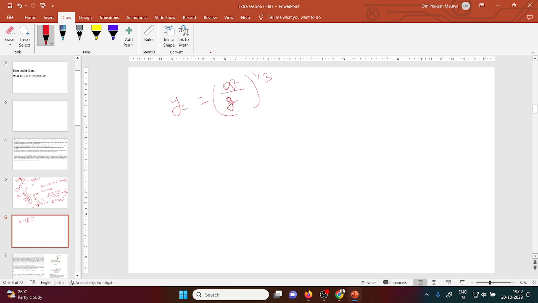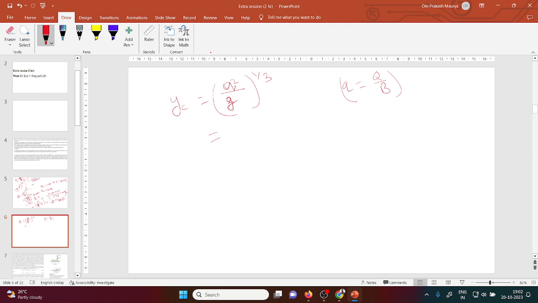Q square by g, right? Yes, the formula is this. Okay, the formula is correct. No, sir, it is capital Q, not a small q. Small q is given. A small q is equal to, as you already know, the capital Q by B, right?